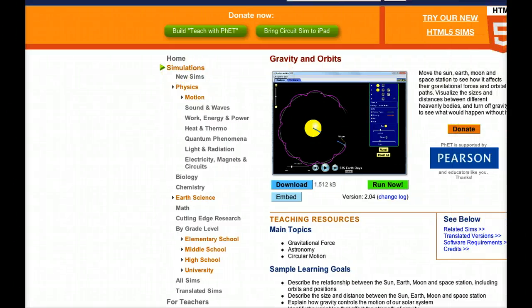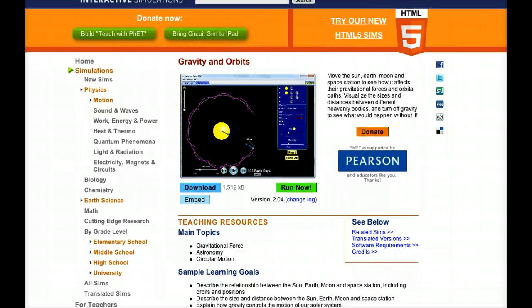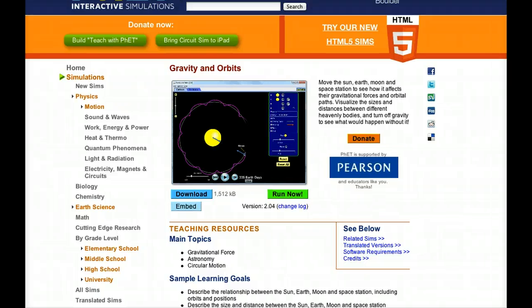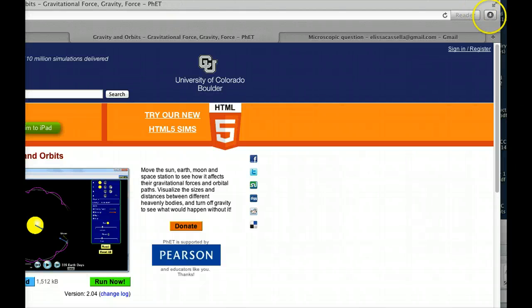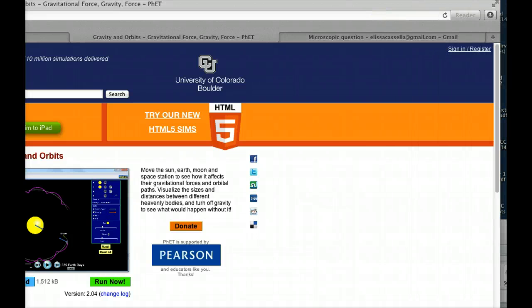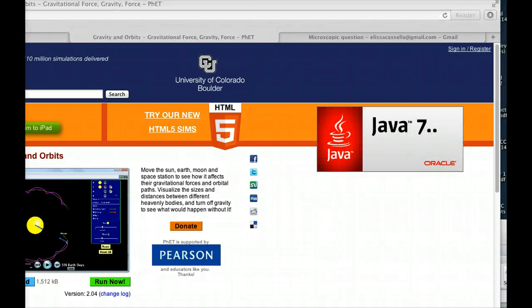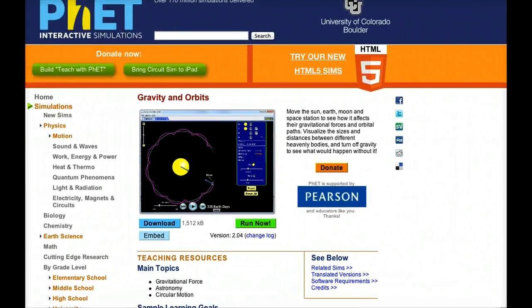I'm going to give this a try and show you what happens once in a while, and I hope it happens this time so I can show you. So what happens is I click on Run Now, and I'm going to move my screen. Up in the upper right hand corner I have Safari, and this happens to be my download file. So I'm going to click on the download file, and I'm going to double click on Gravity and Orbits. And sometimes you notice I get the Java message. Previously, I got one that said, "Do you trust this site?" And I said yes. Then I get that little Java.